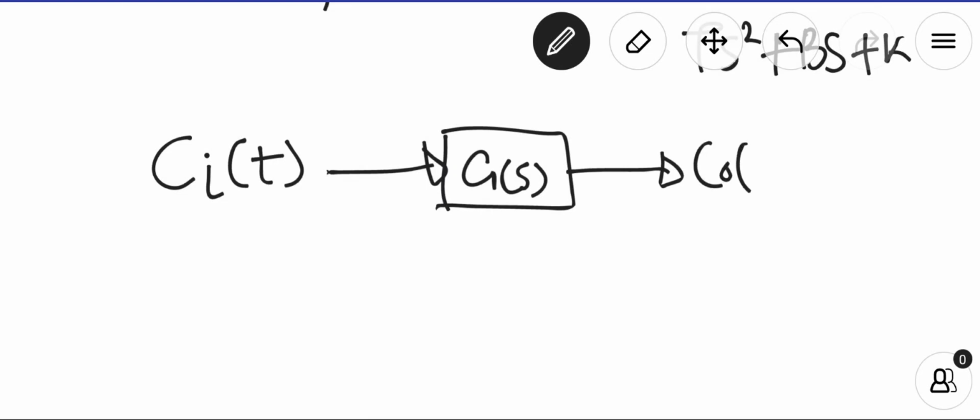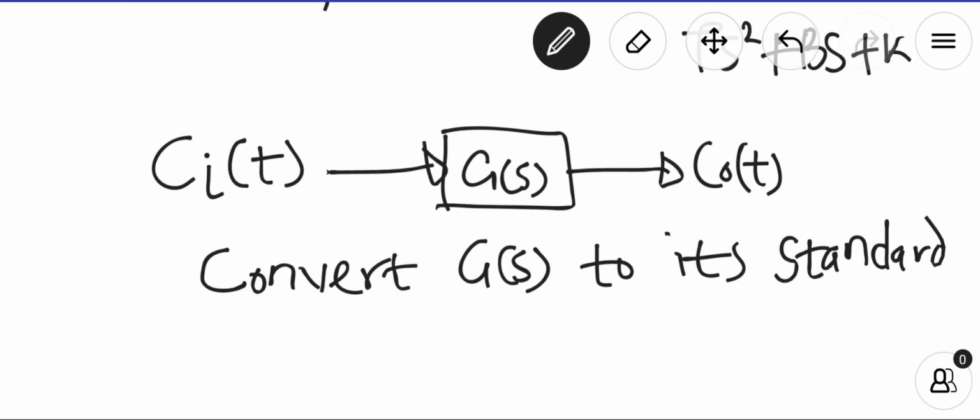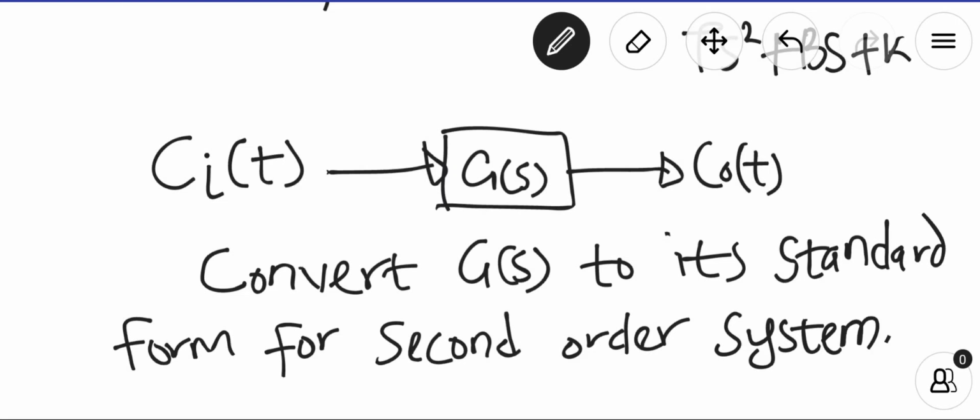So given these two things, the input and transfer function, to get this for second order, there's just a small thing you do first before you can now get it. You convert G(s) to the standard form. There's a standard form for second order system, which I will show you.